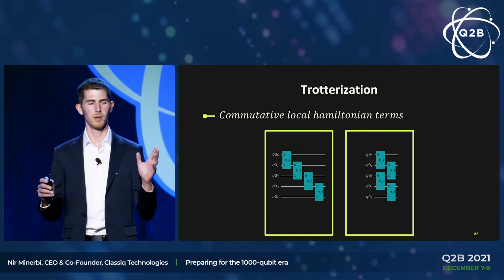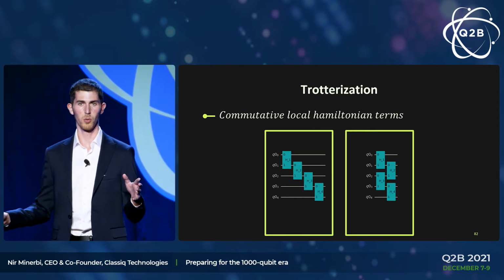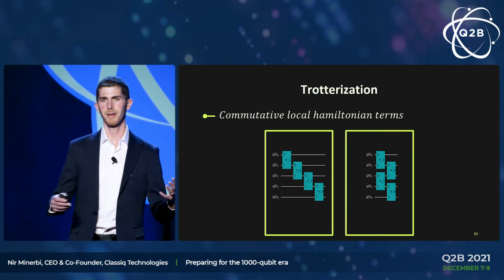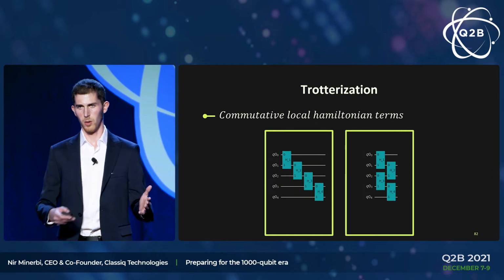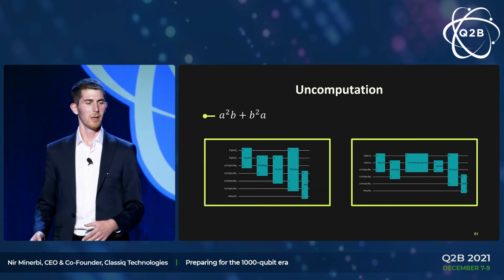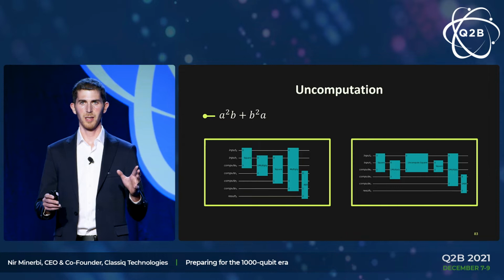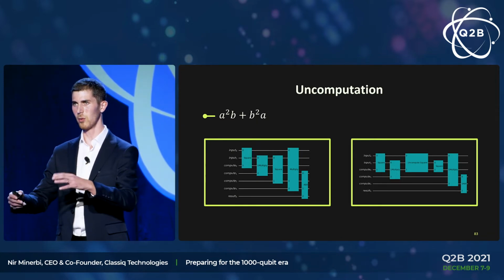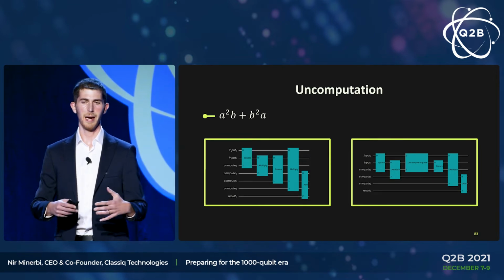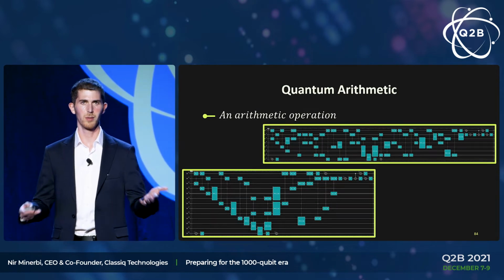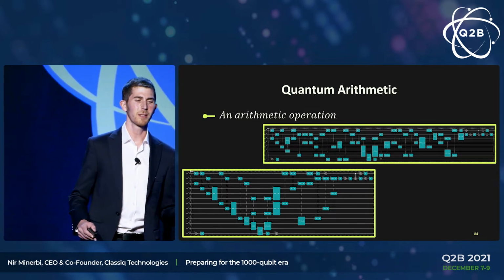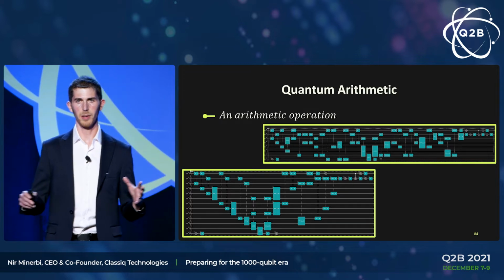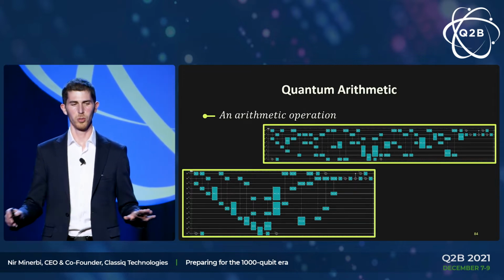Let's say that you need to order local Hamiltonian terms. You can do that the naive way, or you can use the fact that they commute and order them in a more compact way. Uncomputation: basically you do some operation, and after you finish the operation, you can uncompute it and save a lot of qubits. And when you get to a more complex circuit, the variability between different implementations is huge.